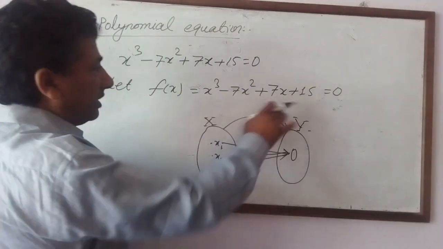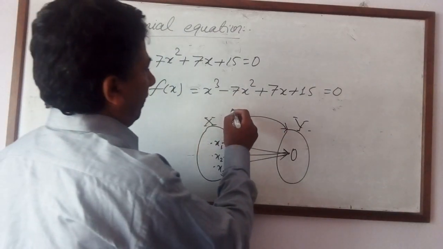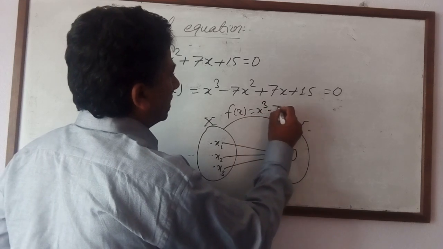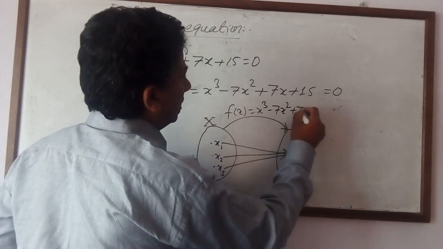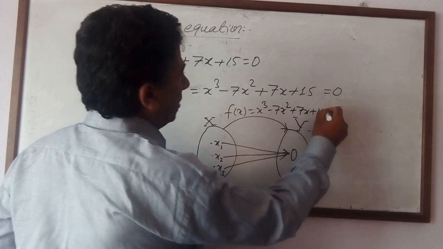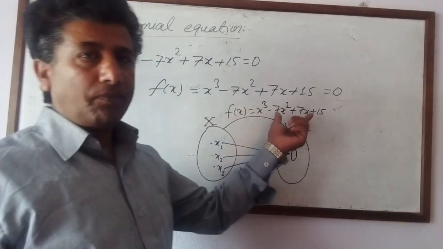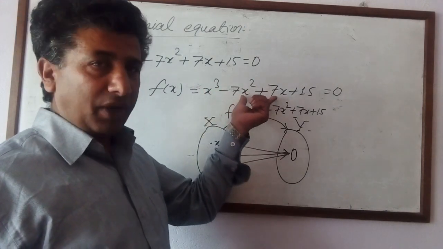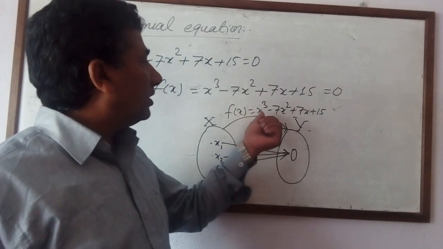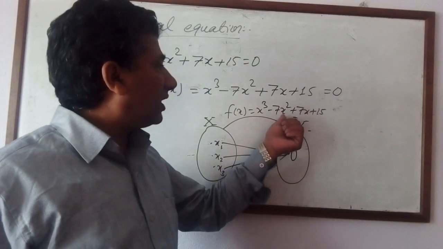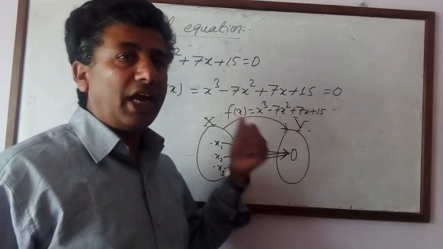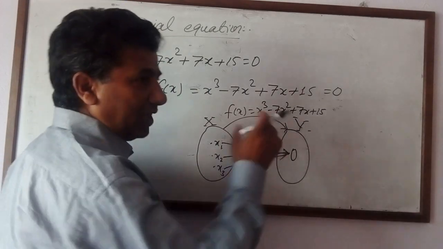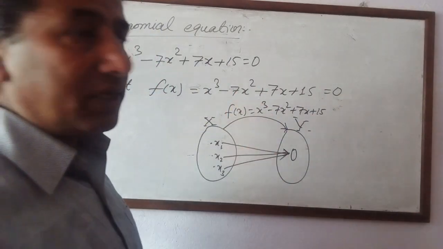Now I wrote this as a functional equation. I'll write here f(x) equals x cube minus 7x square plus 7x plus 15. This is the function. This polynomial equation we can express in terms of a function also. Now, write the value of x which gives image 0. That is our objective. Which value of x gives image 0? That is the meaning of this polynomial.